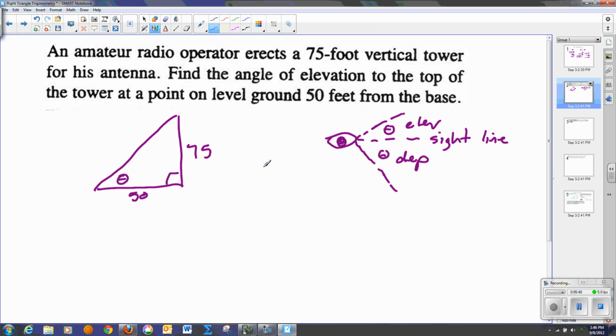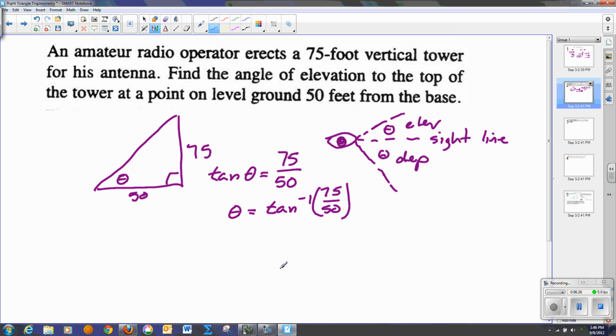Now, I have the opposite and the adjacent relative to that angle. So that is like a tangent ratio. So the tangent of some theta value is equal to the opposite over the adjacent. Now, in order to get theta by itself, we have to use our inverse. So the inverse tangent of 75 over 50 is going to be equal to theta.